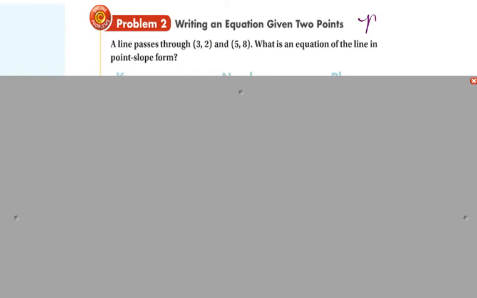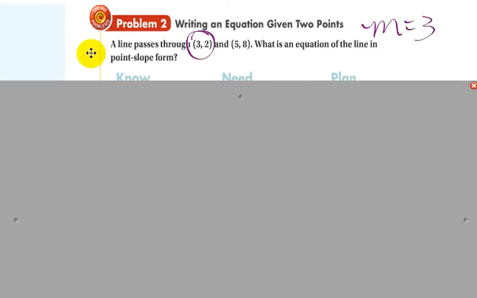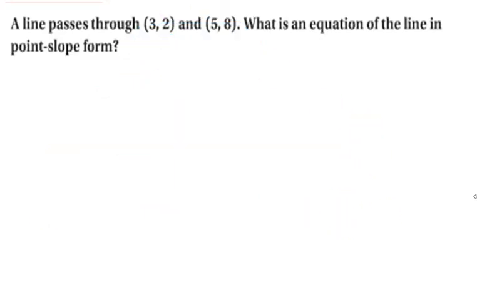Well, we know from our previous assignment that the slope is 8 minus 2, which is 6, over 5 minus 3, which is 2. So that comes out to be 3. So we've got a slope of 3, and I'm going to use this point, 3, 2. So now I have a point and a slope.